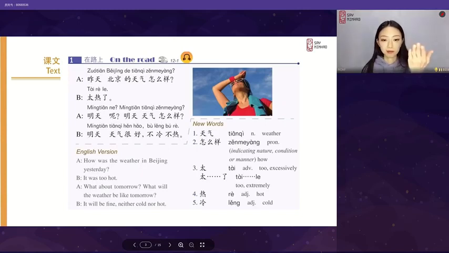昨天北京的天气怎么样? 明天呢? 明天天气怎么样? Okay, now let's switch the row. Please start. 太热了。 明天天气很好,不冷不热。 Okay, now let's move on to text 2.